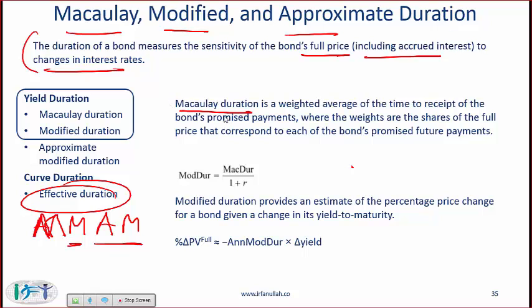The first one is Macaulay duration, and this is the original definition of duration, named after the gentleman who came up with this definition, Macaulay. Macaulay duration is a weighted average of the time to receipt of the bond's promised payments, where the weights are the shares of the full price that correspond to each of the bond's promised future payments. So in other words, this is a weighted average of how long it takes to recover all your payments.